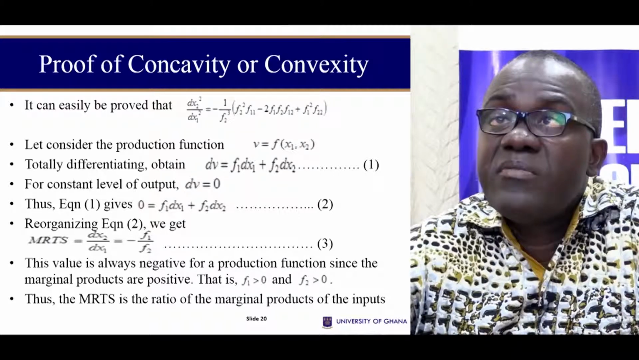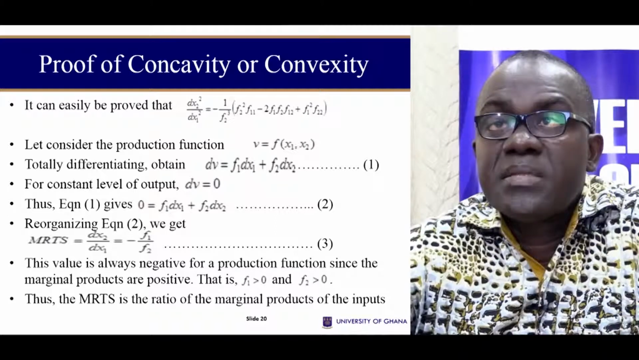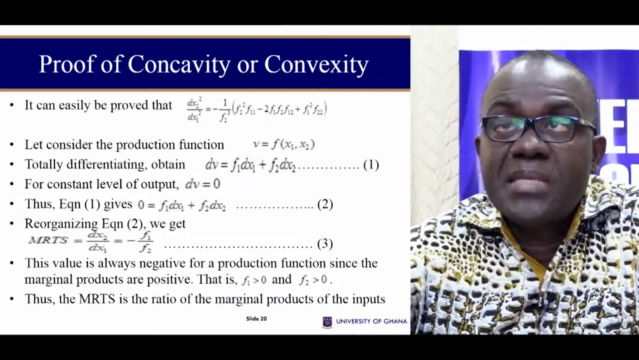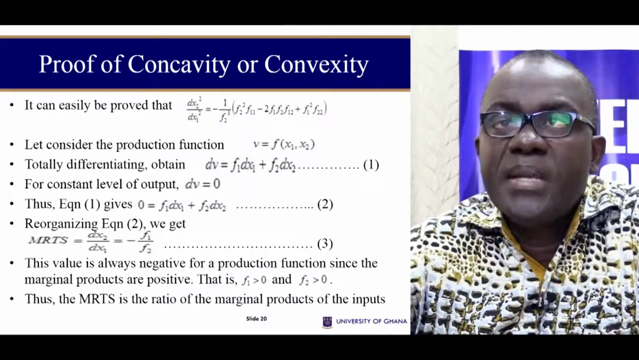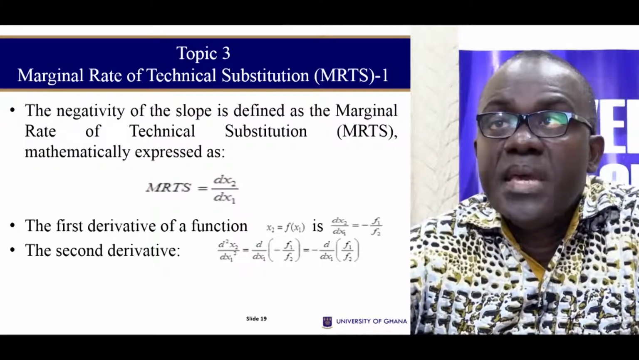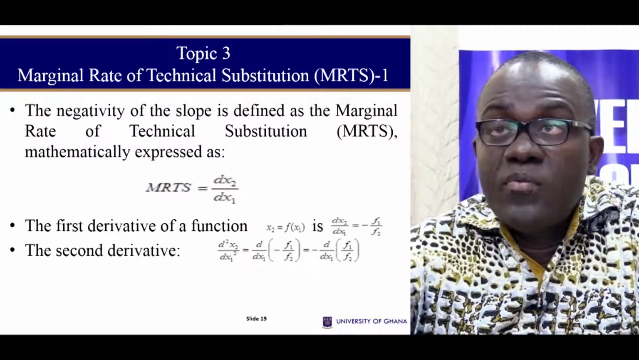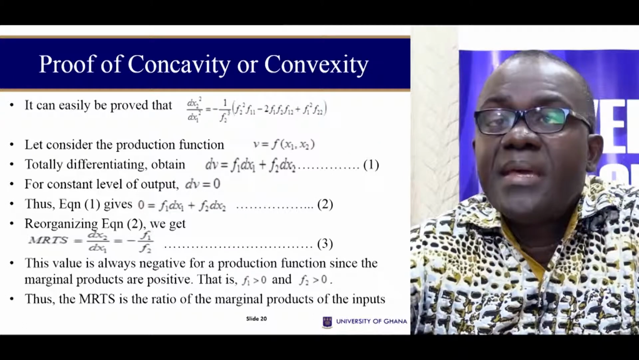Now let's go further and consider our usual production function. If we take the total derivative, we have this. Now assuming that v is equal to 0, just because it is a constant, it's an isoquant, and therefore the derivative of a constant is equal to 0, then we have this equation, and from this equation we can manipulate and get what we have over here. And that is why the marginal rate of substitution is equal to what we have over here, which is equal to the ratio of what we have over here.